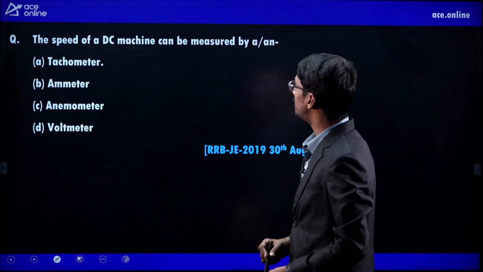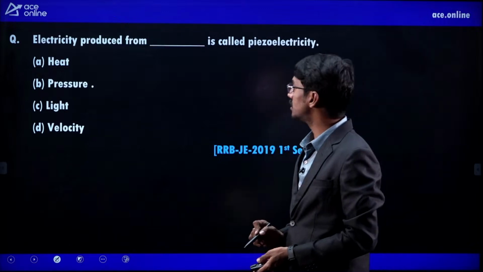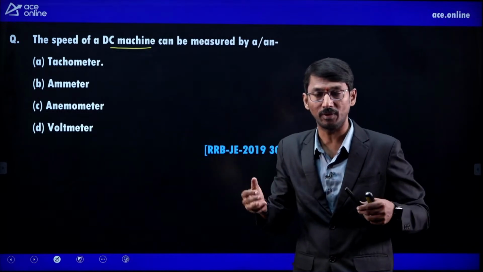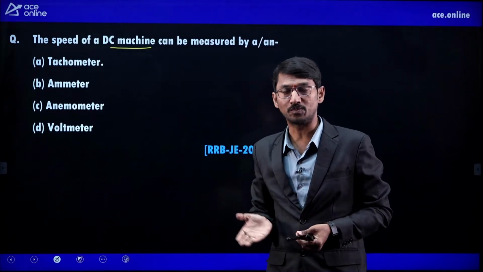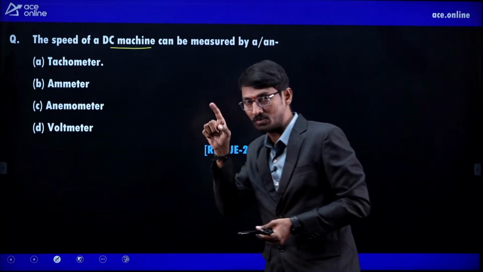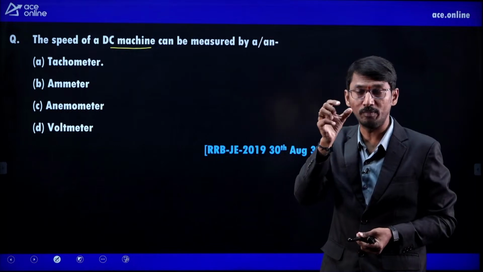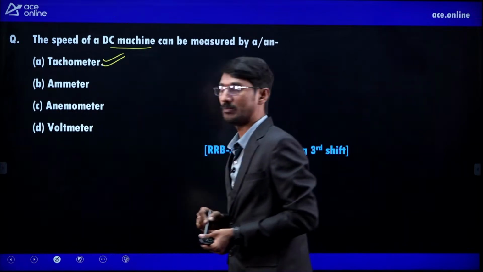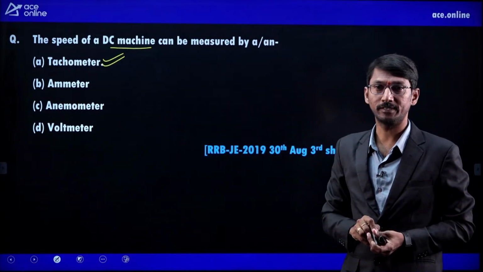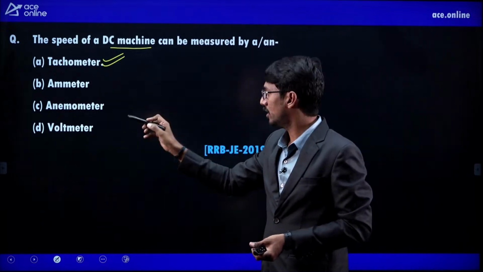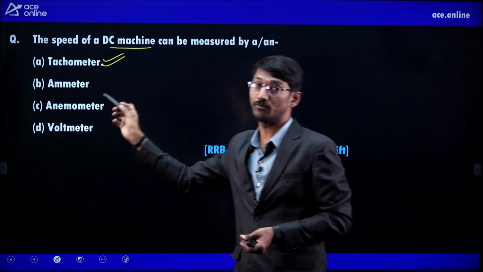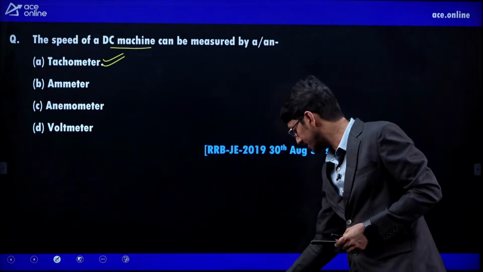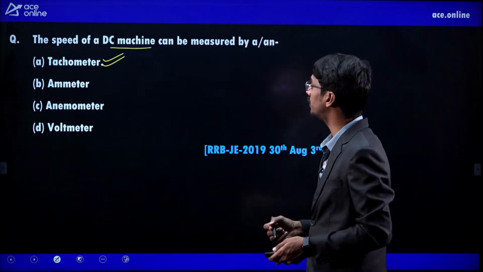Next one. The speed of a DC machine can be measured by? In our machines laboratory, electrical people, while doing the experiment, we use one device and keep its pointer on the shaft. So we are going to measure the speed. What is the device name? Tachometer. Tachometer is for speed measurement. And ammeter is for current, voltmeter is for voltage, anemometer is for flow. So simply, tachometer is the speed measuring device, right? Yes, very good.